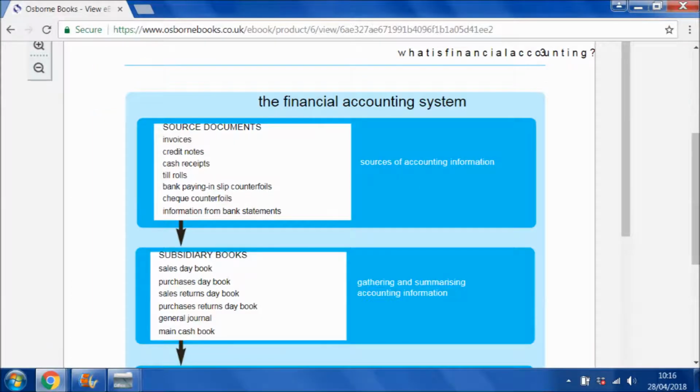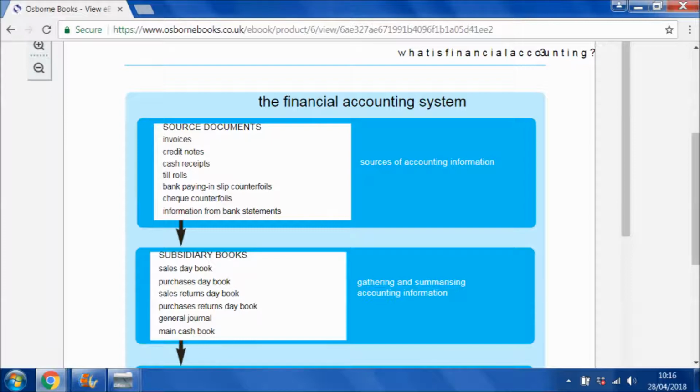So typically, the first question in a Unit 1 exam is about source documents and subsidiary books. So I'm going to be talking about the different types of source document and show you a couple of examples of questions about this. So, there are 7 different source documents that you are required to know, and 2 of them are split up into sales and purchases.